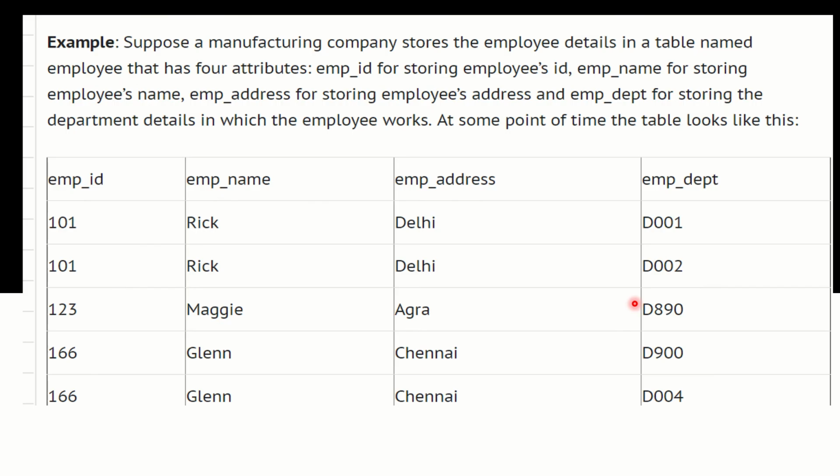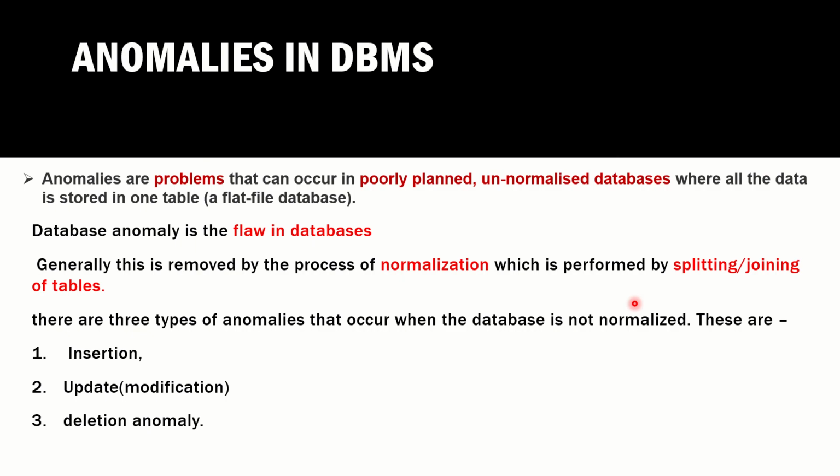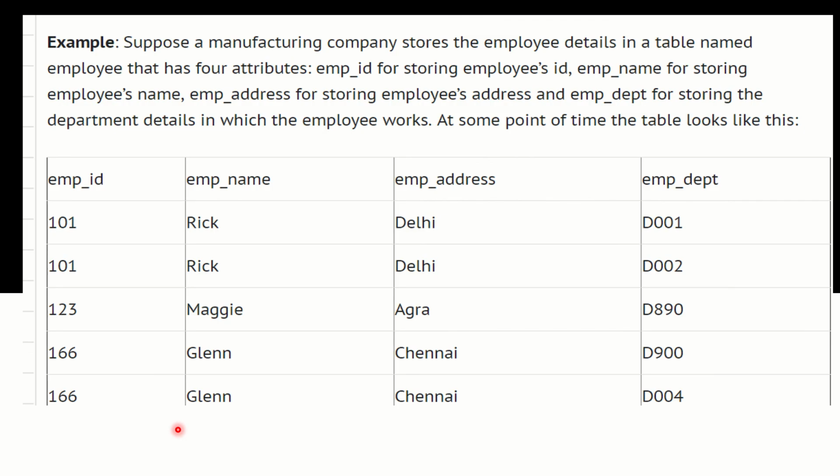So these are the three types of anomalies. As I said, what is an anomaly? An anomaly is a problem that may arise due to poor planning and an unnormalized database. Suppose you are storing all the data inside a simple, flat database. We can overcome the anomalies by applying the normalization process, in which we split or join the tables. There are three types of anomalies, as I said: insertion anomaly, update anomaly, and deletion anomaly.